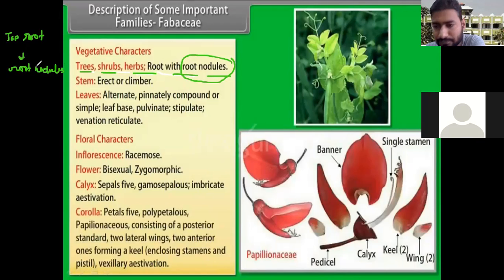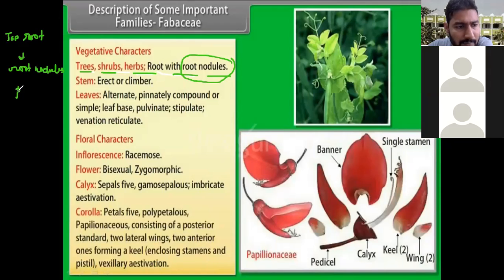Okay. Now, these root nodules are the site where nitrogen fixing bacteria are generally found, and there is a pigment known as leghemoglobin. Okay, leghemoglobin is generally found, in which symbiotic nitrogen fixing bacteria are found. Okay, the name of the symbiotic nitrogen fixing bacteria? Anyone? Rhizobium, sir. Yes, Rhizobium. So Rhizobium is the symbiotic nitrogen fixing bacterium, which is found in the root nodules.